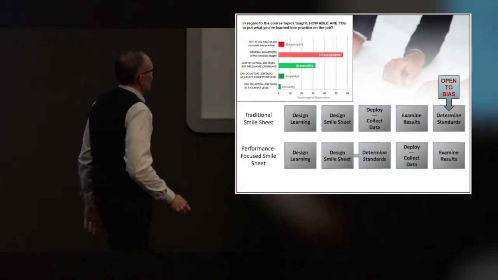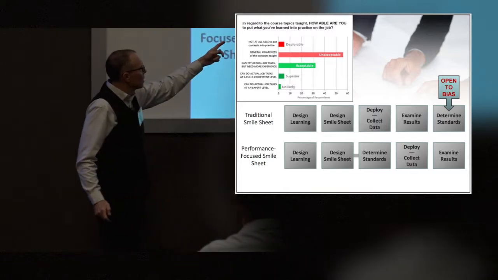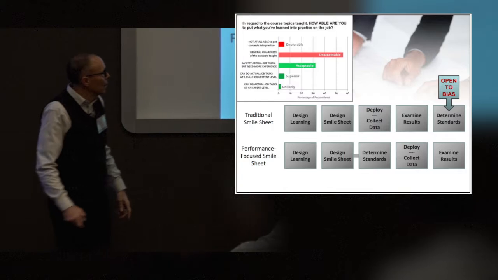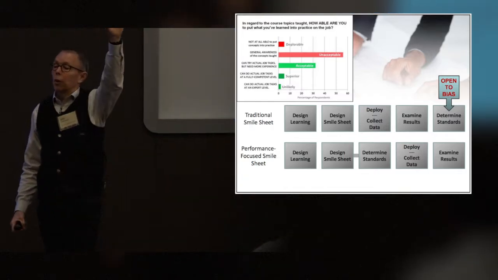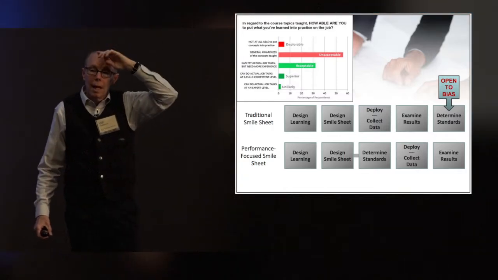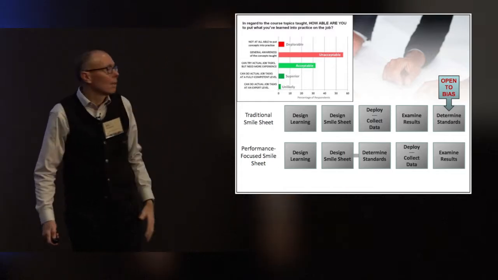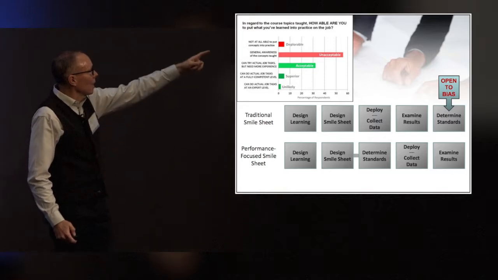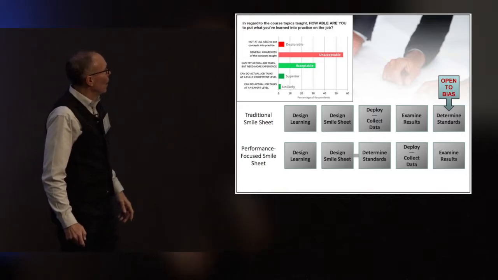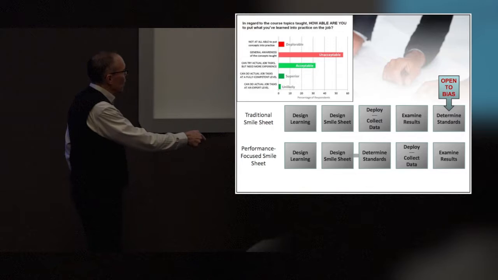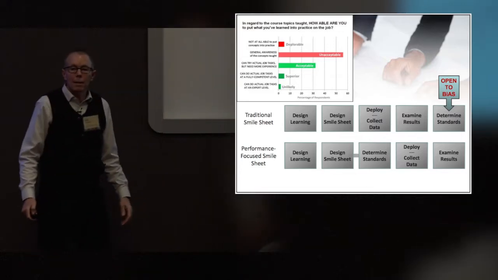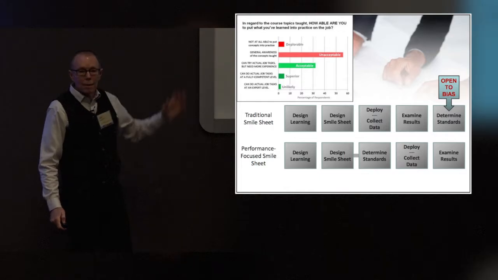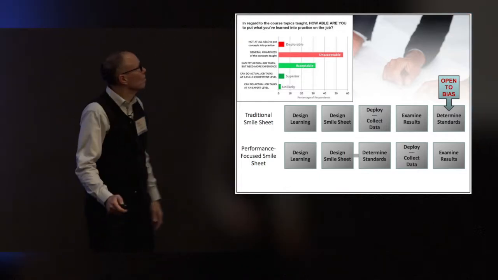Okay. So with traditional smile sheets, we design the smile sheet, we have the training, we deploy it, we collect data, we examine the results, we get a 4.1, and then we decide what the standards are. What does 4.1 mean? Well, that adds a lot of bias, right? A better way to do this is, while we're designing the smile sheet, to design the standards, and then deploy, collect data, and we can get something that looks like that in our data.